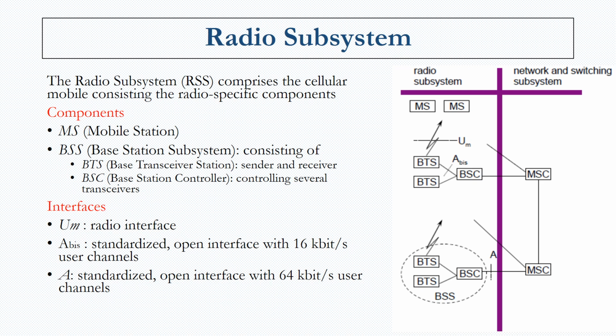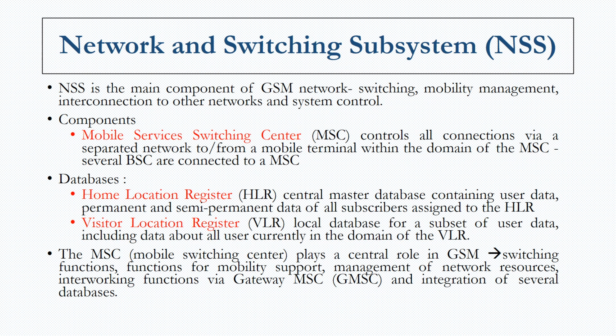Now let's go to the next subsystem, the network and switching subsystem called the NSS. The main components of NSS and its functionality are switching, mobility management and of course the interconnection with other networks. The very first and core component of the NSS is the MSC, which is called the Mobile Services Switching Center. It controls all connections from the GSM network to the other BSCs. There are also databases maintained by the NSS, namely the Home Location Register and the Visitor Location Register.